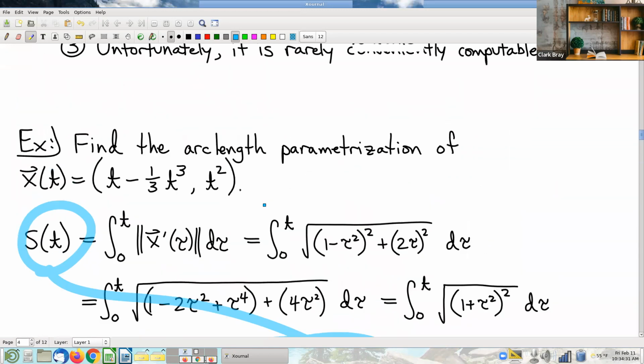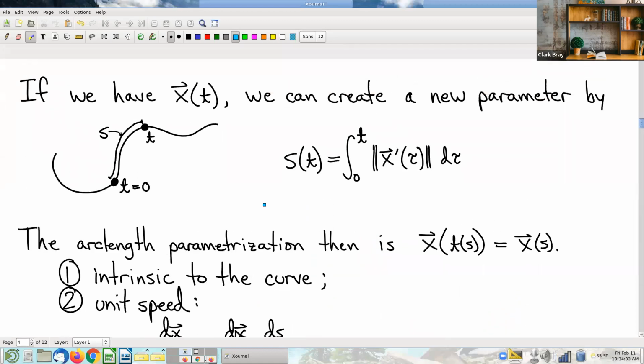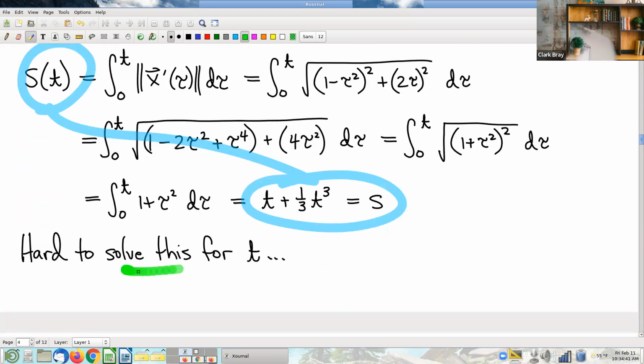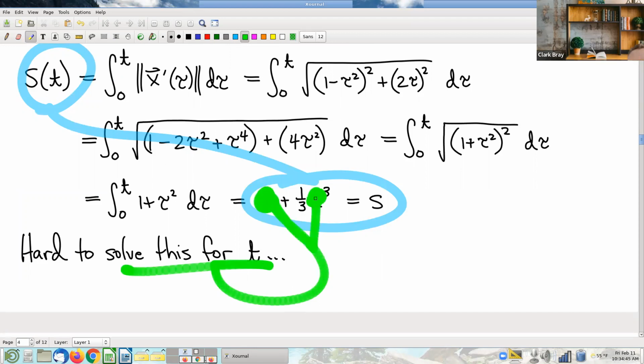Because the next step in the process, of course, is to solve for t. And how would I solve for t in this equation? How would I solve for that t? I can't. It's cubic. I lose. Right? We lose. And so we're dead in the water on this.